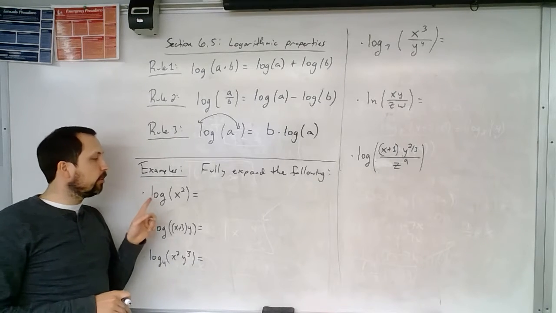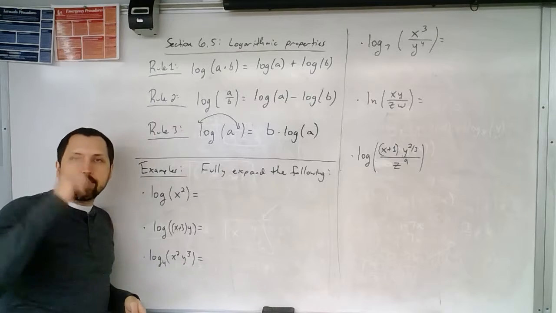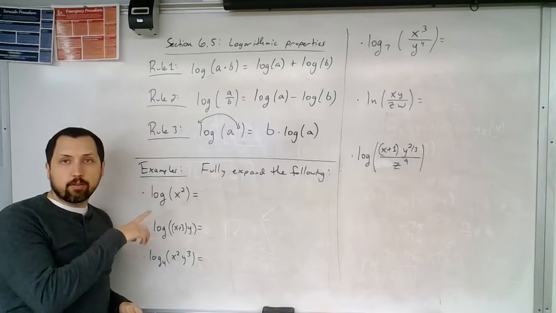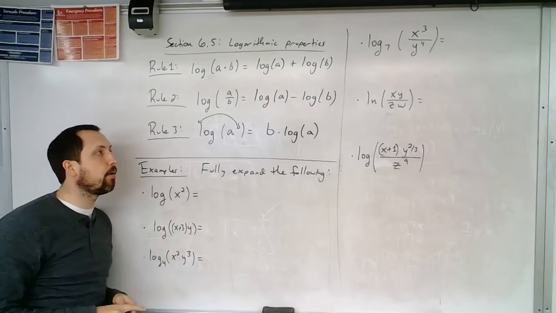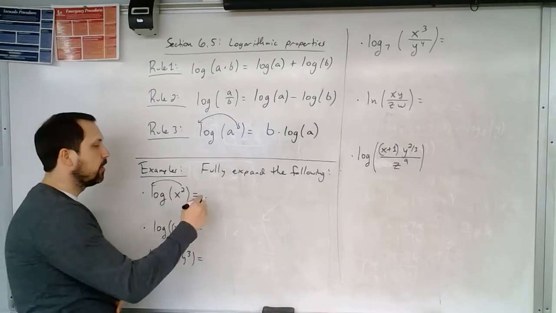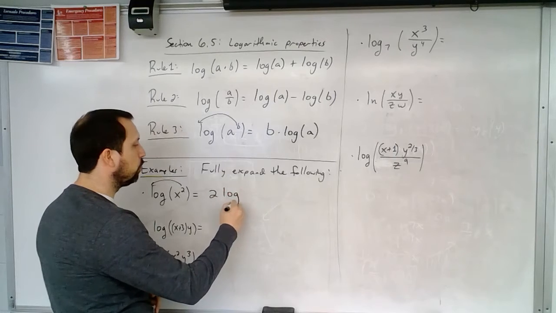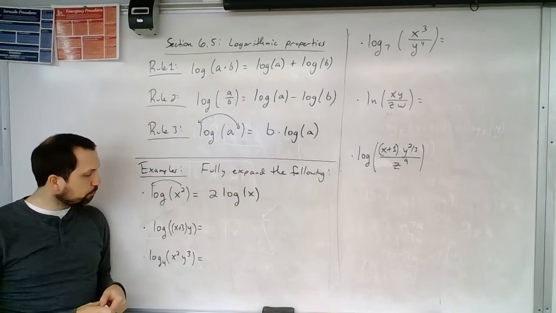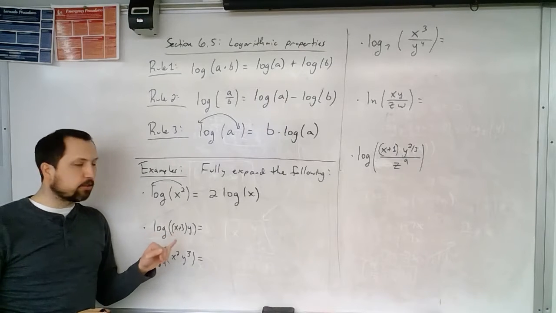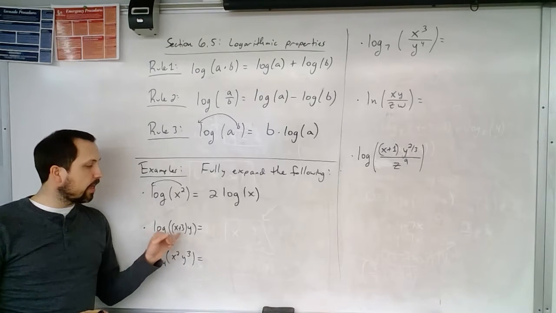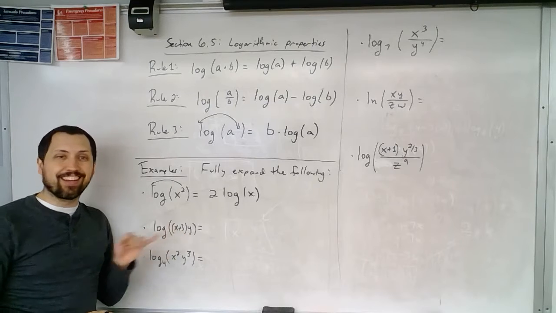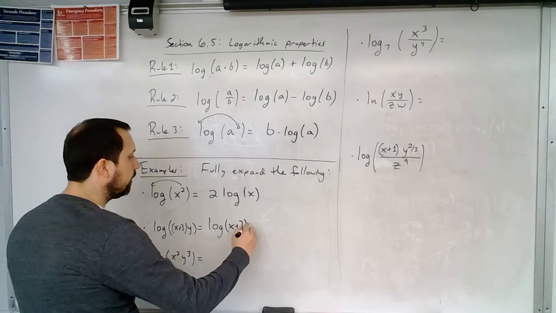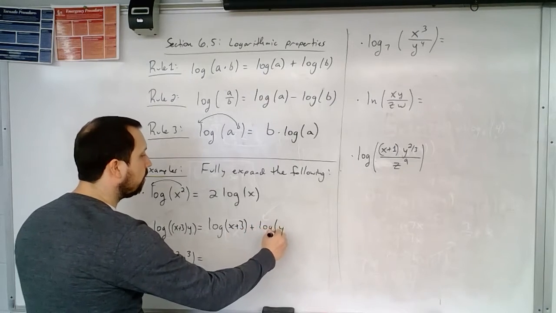So if I look at log of x squared, we ask ourselves, is the whole thing raised to the second power? It is, right? The whole inside is raised to the second power, so I can move this 2 out front. So this is going to be equal to 2 times log of x. Here, if I have log of x plus 3 times y, well, again, I see I have multiplication on the inside. So this becomes log of x plus 3 plus log of y.